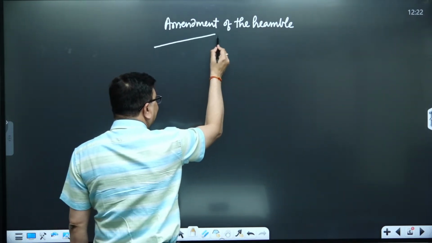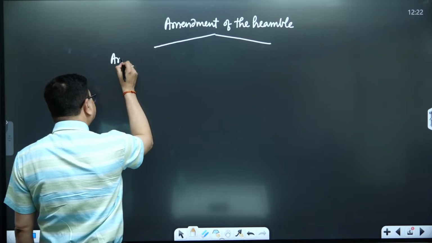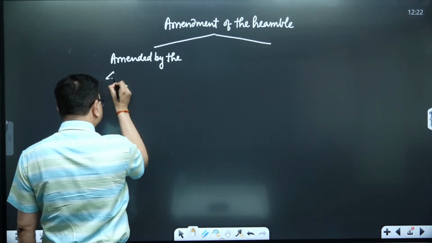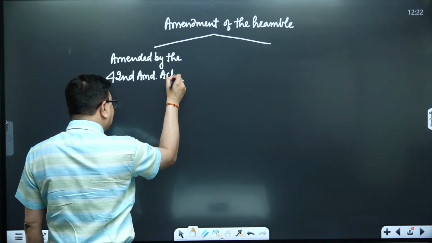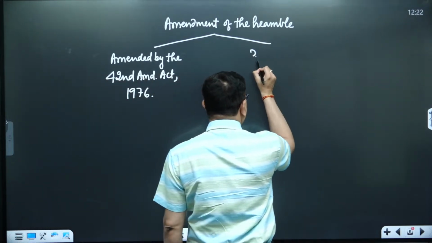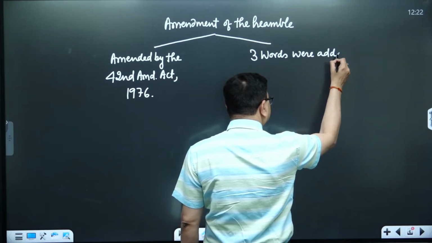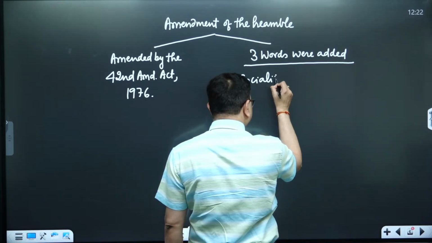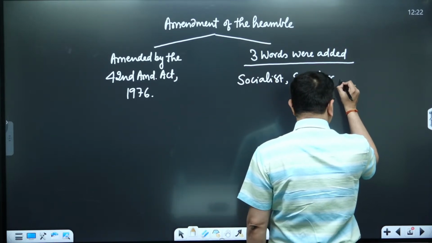The two things that you need to remember: one, the preamble was amended by the 42nd Amendment Act 1976. Three words were added. You may be knowing it: socialist, secular, and integrity.